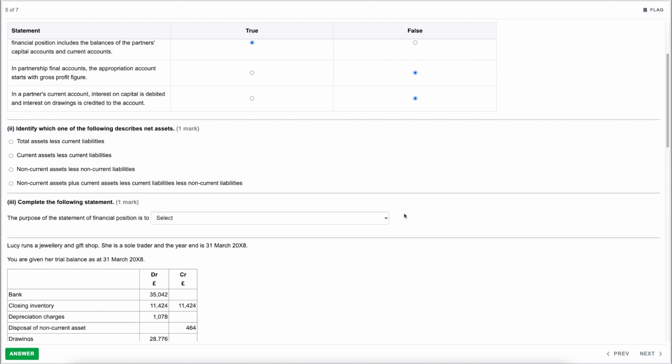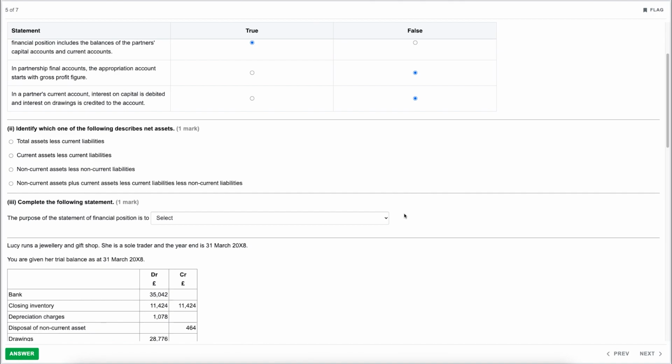Part 2 then, identify which one of the following describes net assets. So straight away, hopefully we know that net assets is all your assets minus all your liabilities. So let's see which one fits best. So total assets less current liabilities. That doesn't take into account non-current liabilities, so it wouldn't be that one. Current assets less current liabilities. Well, it definitely wouldn't be that one. That doesn't take into account non-current assets or non-current liabilities.